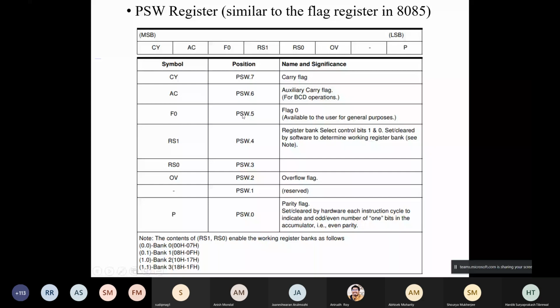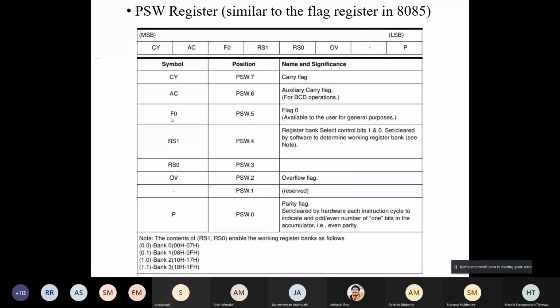Then F0 is basically flag 0, available for general purpose. That means the user can assign any function or store some temporary status in this flag. It is available, but not related to any of the results that the ALU is producing. So the ALU and PSW are close by, but the ALU never updates this F0 flag. If you want to update it, use it in your code separately in software.